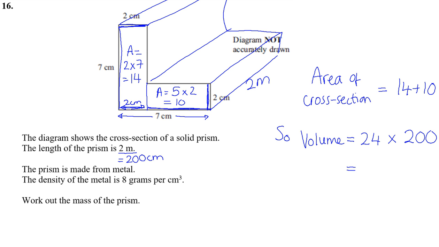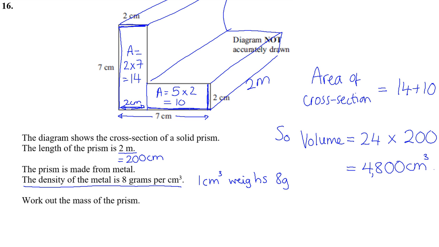Okay, so 24 times 2 is 48. So 24 times 200 is 4,800 cubic centimetres. Okay, so that's the volume. Then we can have a little bit of a think about this bit. The density of the metal is 8 grams per centimetre cube. So that means that 1 centimetre cube weighs 8 grams.